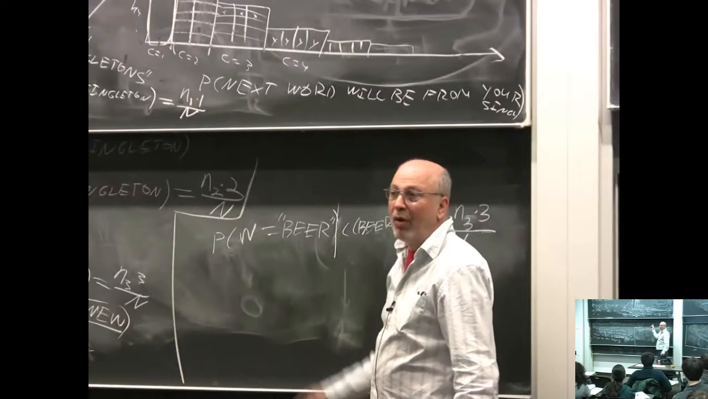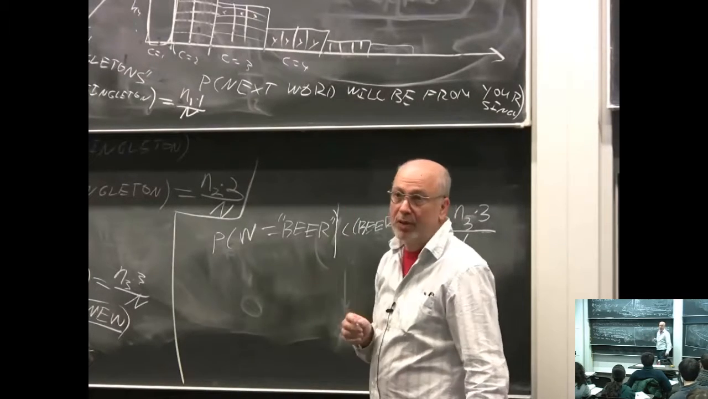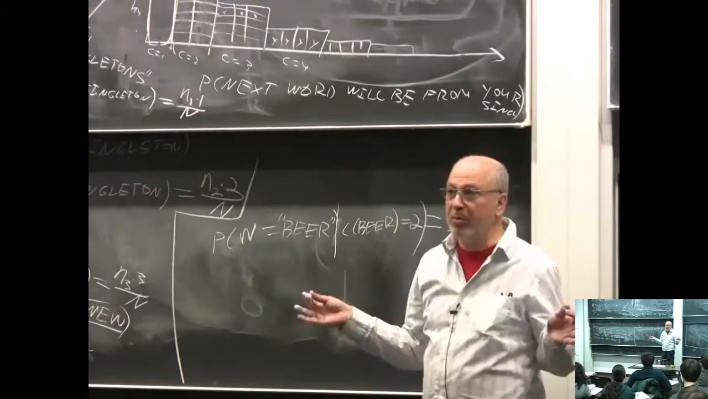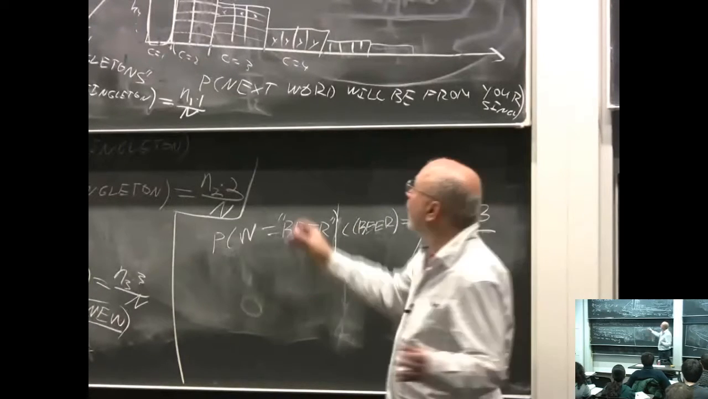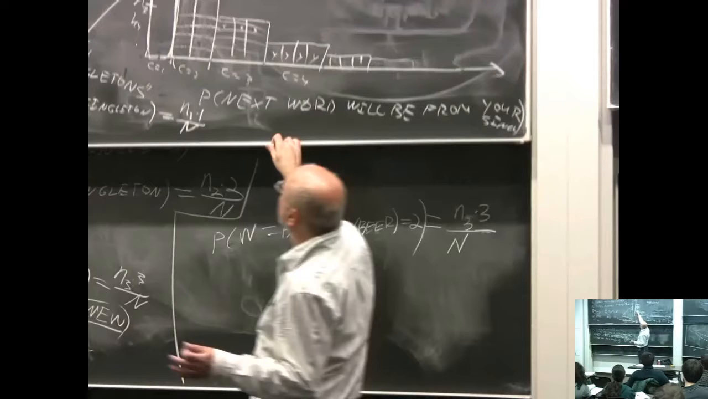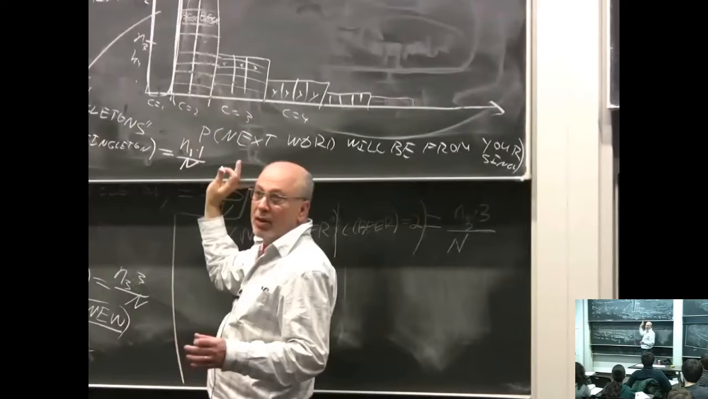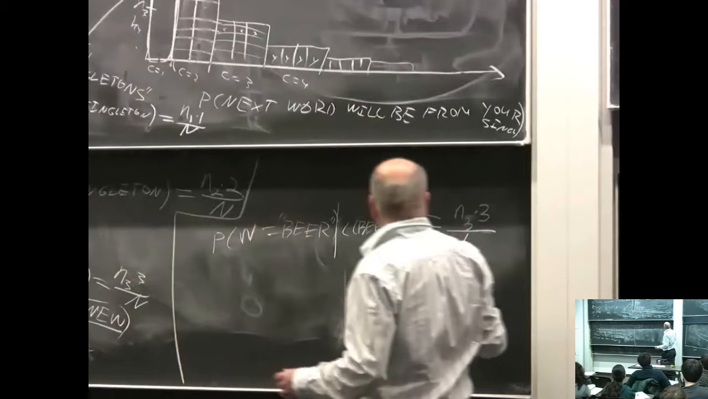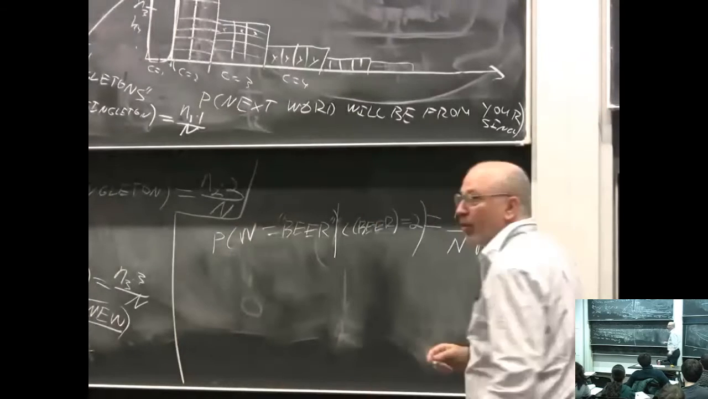But now I want it to be one particular word that was seen twice, and I have no other way of distinguishing between all the words that occurred twice. All the words that occurred twice are equally likely. So for any one of them, I would divide here by n choose 2, n sub 2.